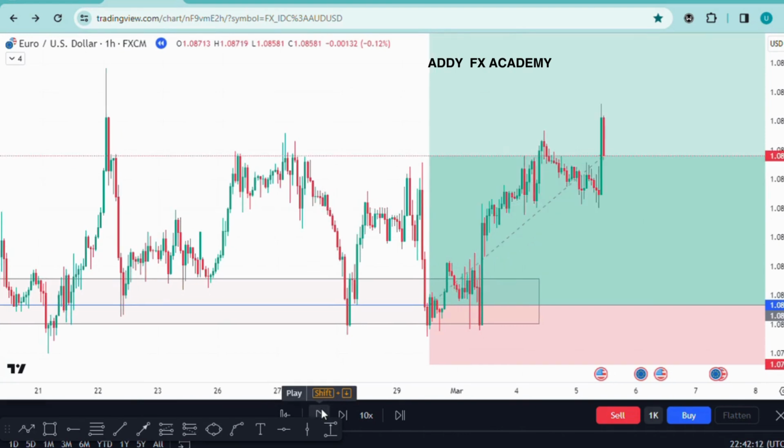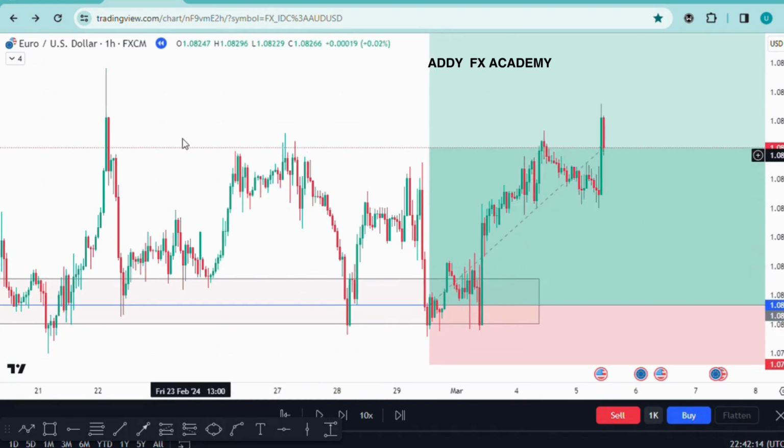You literally see something, right? Market created liquidity above here and cleared it. When market does a break, it's always going to do what? A retest. It's left for you to point that out.